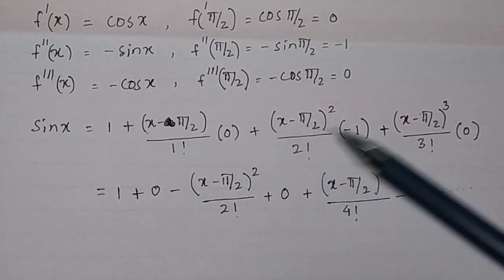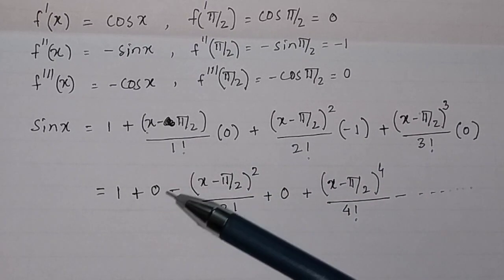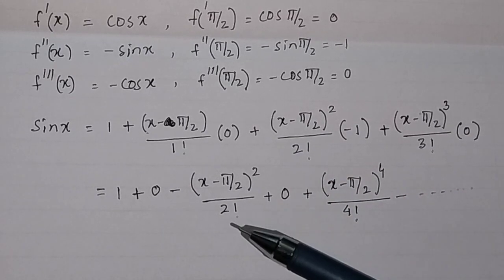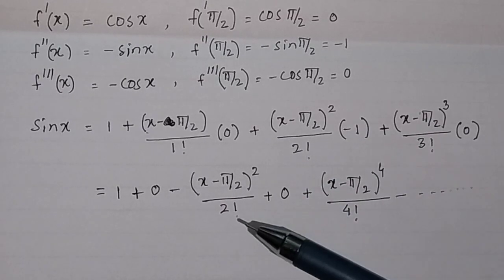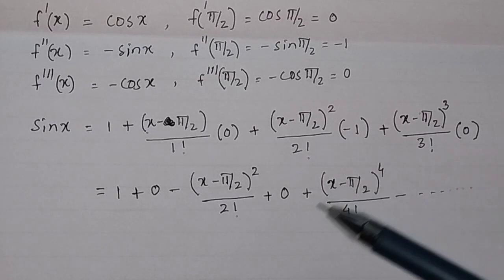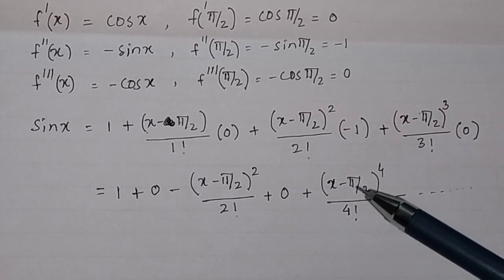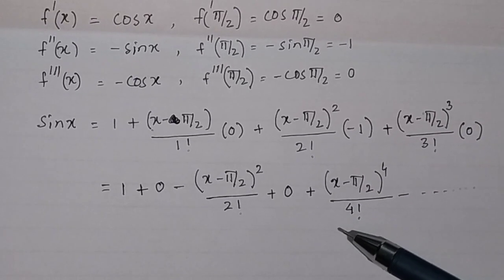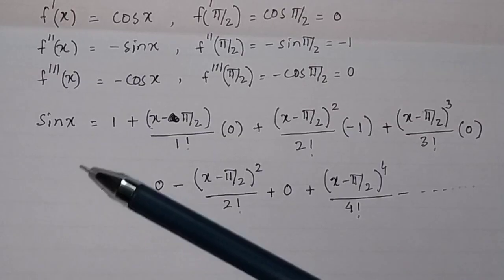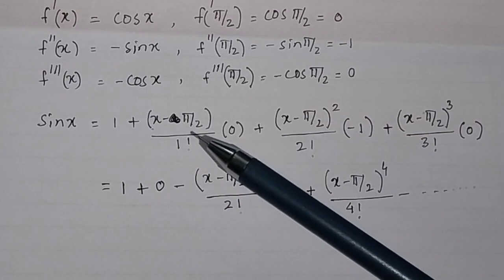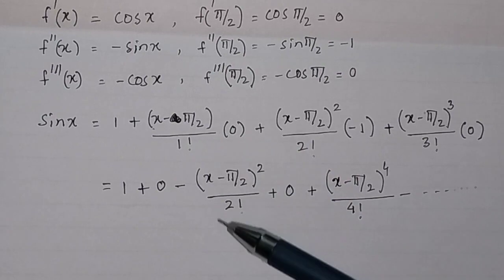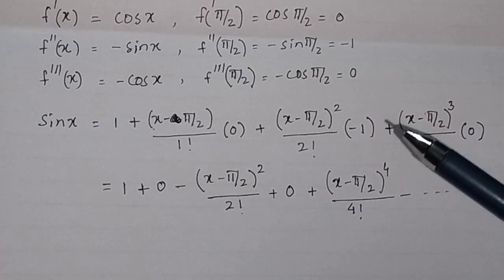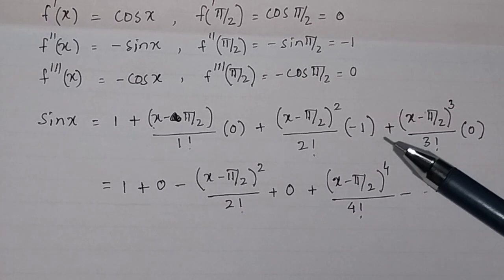Similarly, you can find the next terms, that means the fourth derivative, fifth derivative. And if you rearrange the terms, the first term is 1, the second term is 0, then there is minus, so minus x minus pi by 2 whole square divided by factorial 2. The next term is 0, this term is 0, and the next term will be x minus pi by 2 whole to the power 4 divided by factorial 4. So in this way, you can expand the sine function in powers of x minus pi by 2. By using Taylor series, you can expand the sine function in powers of x minus pi by 2. Thank you.